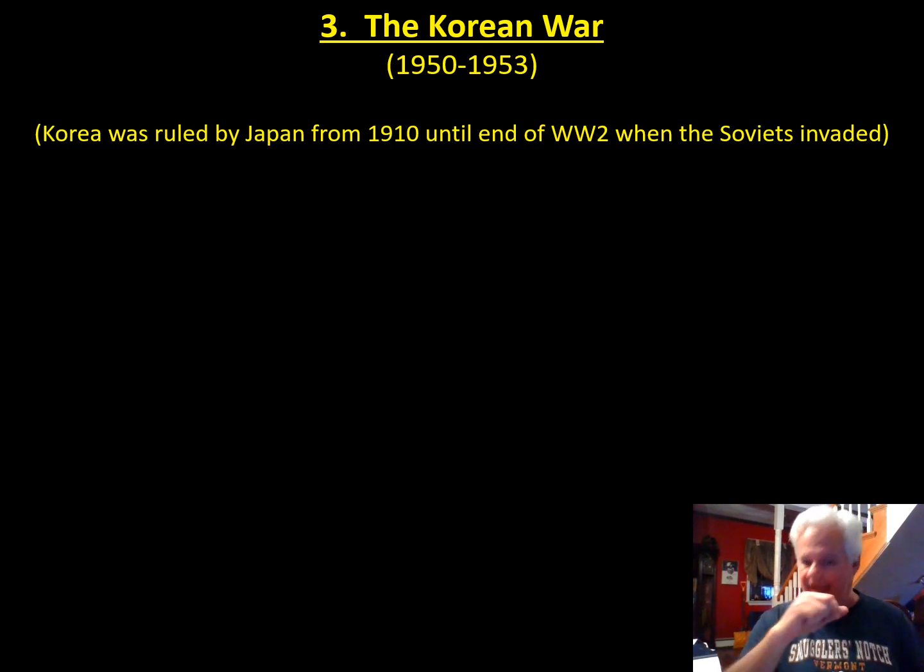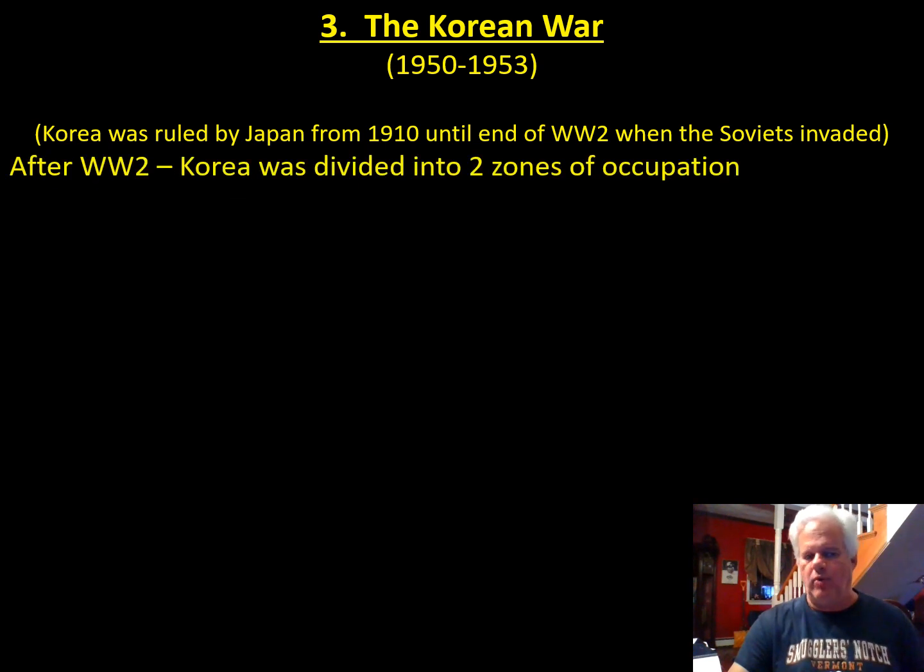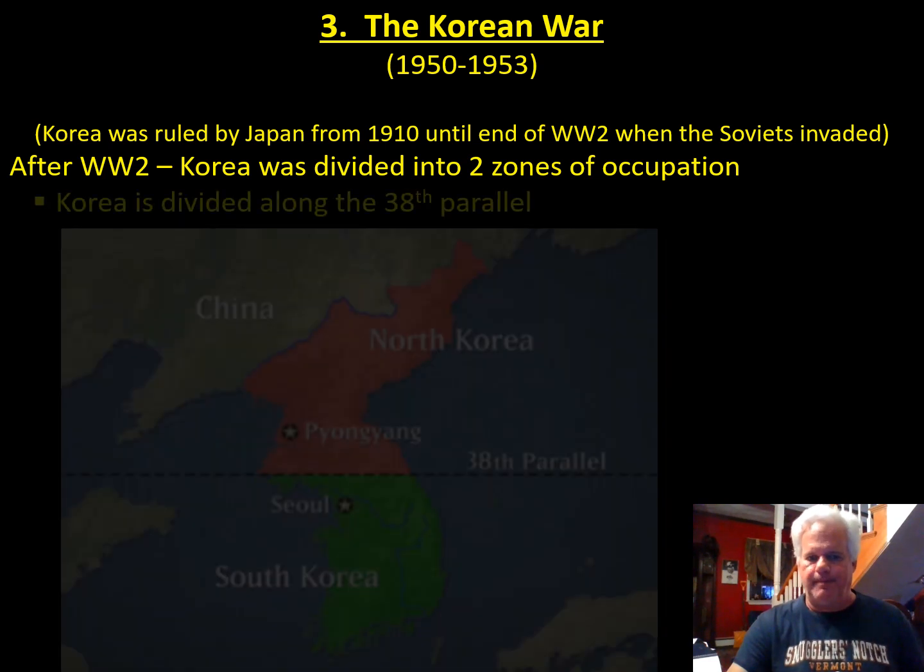Way back in 1910, Korea was taken over by Japan. It was its first conquest before World War II and had been ruled by Japan until the end of World War II when the Soviets invaded. So after World War II, the Soviets were in Korea. They wanted to take control of it. We said no. So there was an agreement to divide it into two zones of occupation.